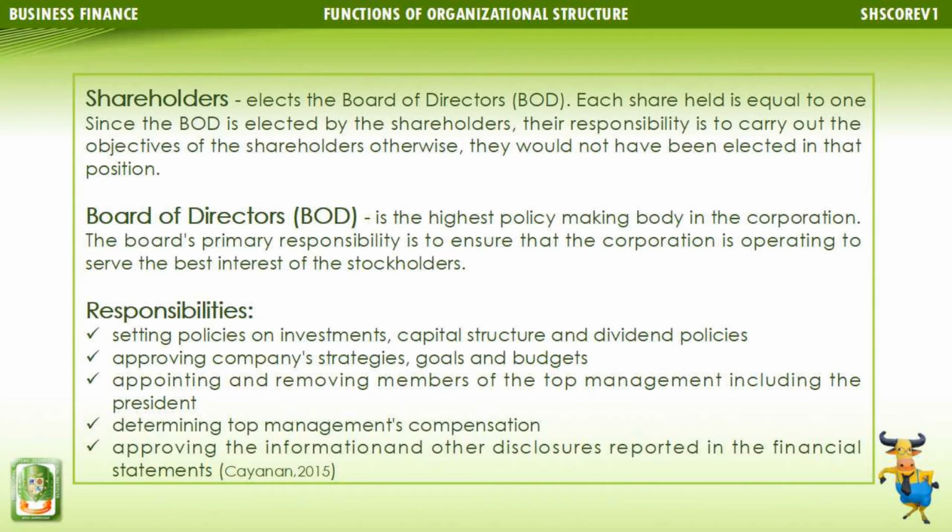Shareholders elect the board of directors. Each share held is equal to one vote. Since the board of directors is elected by the shareholders, their responsibility is to carry out the objectives of the shareholders. Otherwise, they would not have been elected in that position. The Board of Directors, or BOD, is the highest policy-making body in the corporation. The board's primary responsibility is to ensure that the corporation is operating to serve the best interest of the stockholders.